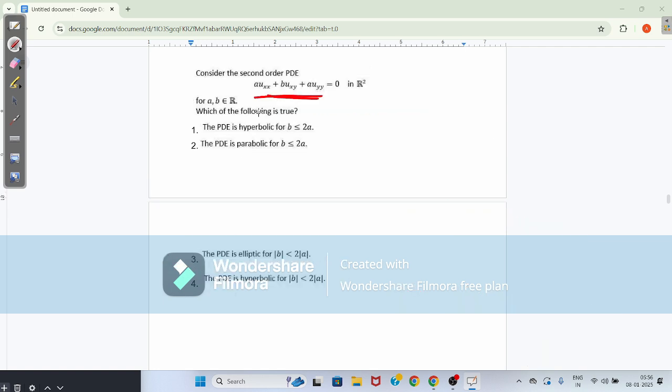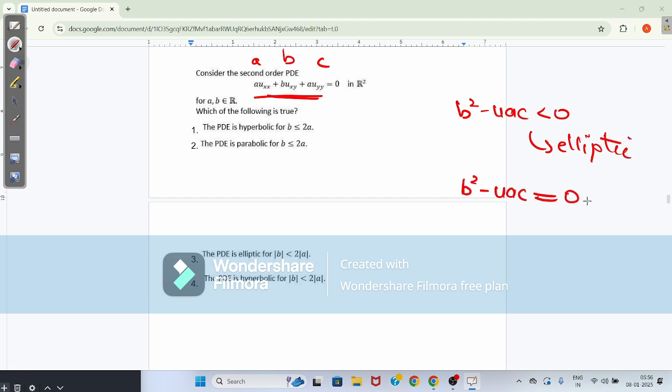Now this is the question which has been given here. So a b a inverse. Consider it as a, b, c here. When b square minus 4ac is less than 0, this is the formula for elliptic. B square minus 4ac equal to 0 is for parabolic. When it is greater than 0, it is for hyperbolic. Here given the condition, what is the value of b? B square minus 4a square, when you substitute this value in this formula, what will you get as the value here?